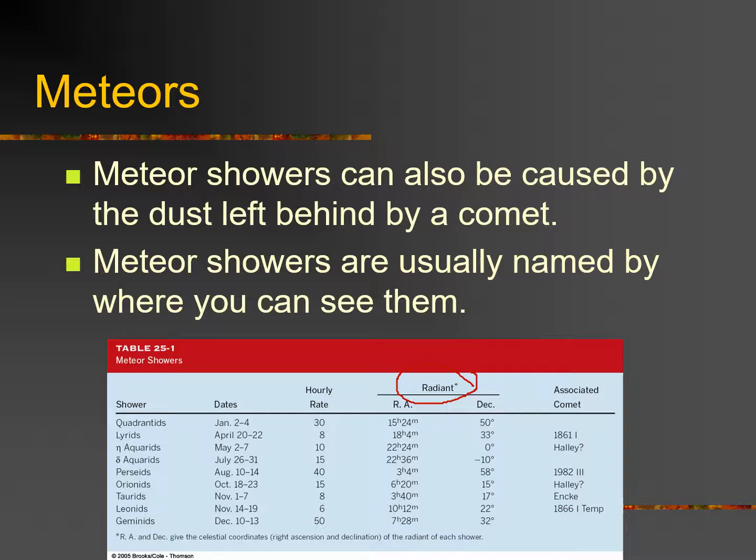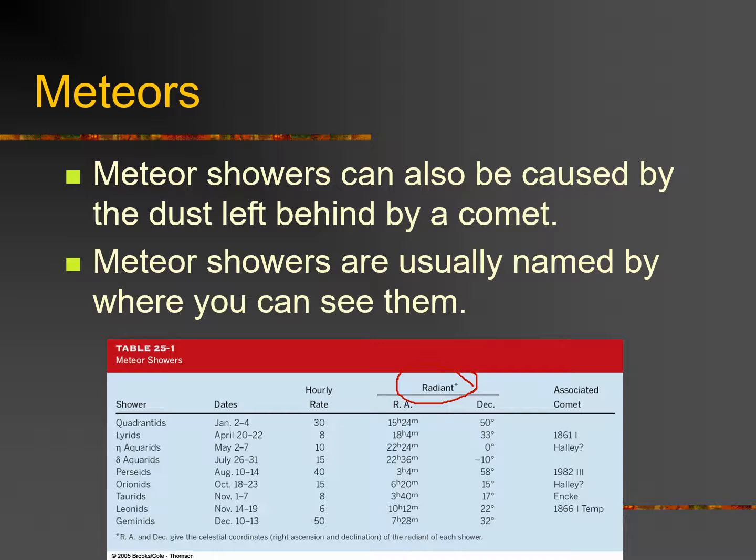So if you ever get a chance to go out and take a look at one of these meteor showers, the Taurids are coming up, the Orionids are coming up, 18th to the 23rd. So that's at the end of this week. If it's not cloudy, go ahead and see if you can see anything.